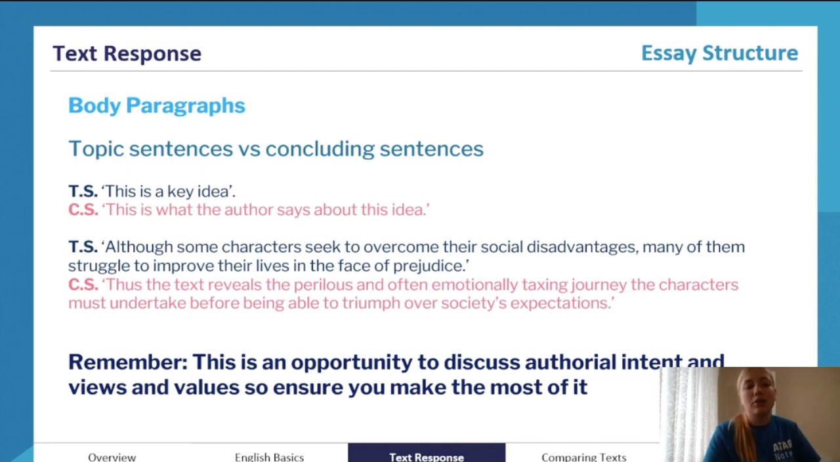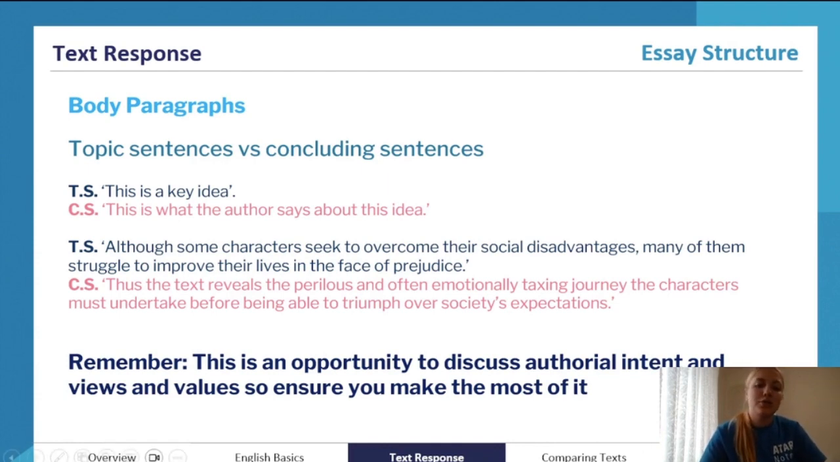Seeing an example of that: "Although some characters seek to overcome their social disadvantages, many of them struggle to improve their lives in the face of prejudice. Thus, the text reveals the perilous and often emotionally taxing journey the characters must undertake before being able to triumph over society's expectations." So, you want to be able to connect your topic sentence with your concluding sentence. Okay, I've established that it is difficult for characters to overcome their social disadvantages. Thus, the author's message is that it's potentially possible, but it is extremely difficult. And that's the whole journey that they undertake.